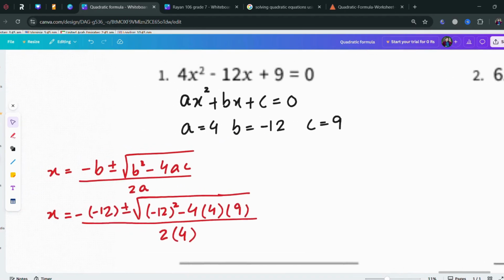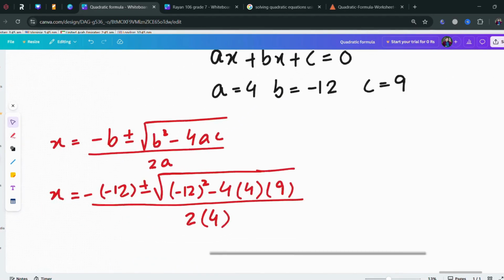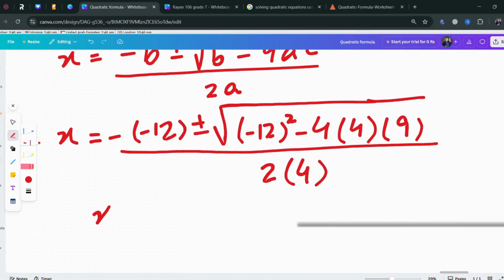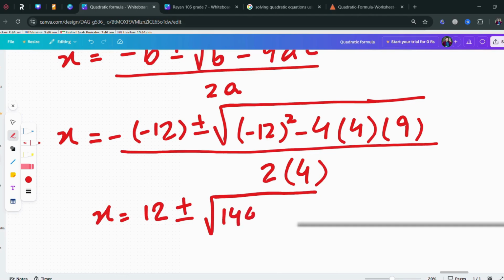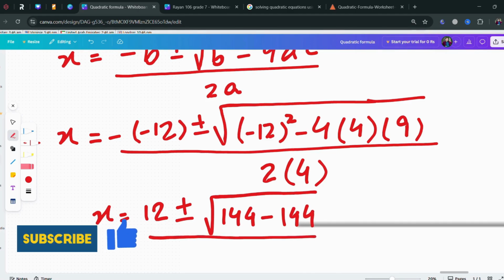So now this negative sign is going to make it positive 12, plus minus radical. What is minus 12 squared? Minus 12 squared is equivalent to 12 multiplied by 12. So 12 multiplied by 12 is equivalent to 144. Minus 4 times 4 is 16. And 16 multiplied by 9 is 144. All of it divided by 2 times 4, that's equivalent to 8, right?